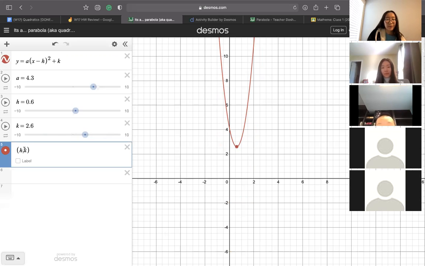Okay, and then one more thing to note. h comma k is just the coordinates of the vertex. So right now h would be 0.6, k is 2.6.